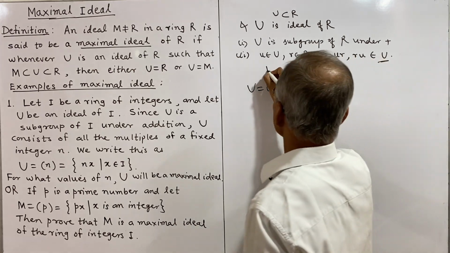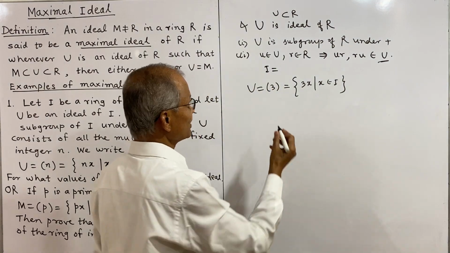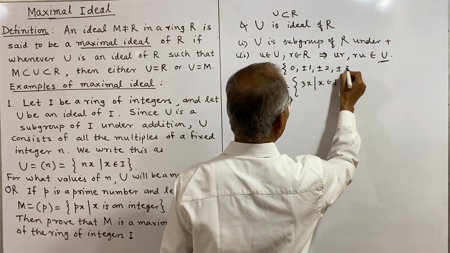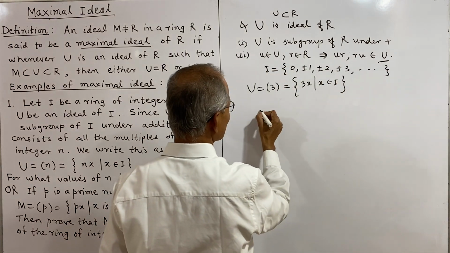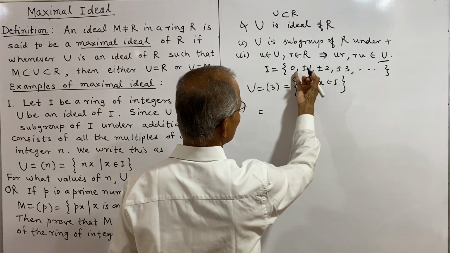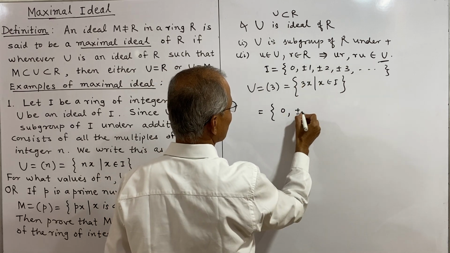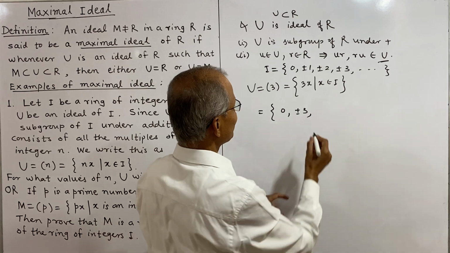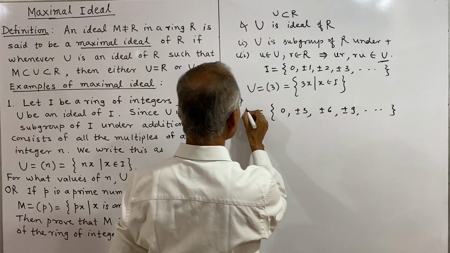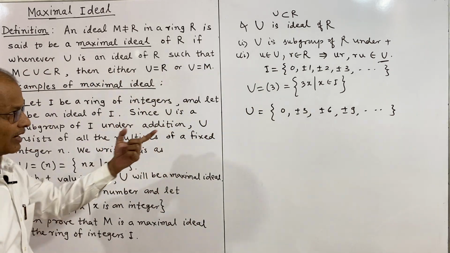What is I? I is the set of integers, positive, negative, all integers. So that means 0, plus, minus 1, etc. Then what will be this U generated by 3? Consider x from I. So 0 multiple of 3 will be 0, and plus, minus 3, these are to be multiplied by 3, 6, 9, etc. And this is certainly an ideal of the ring of integers. This is one example.